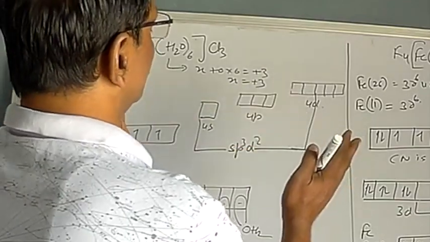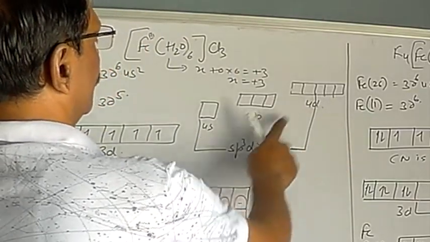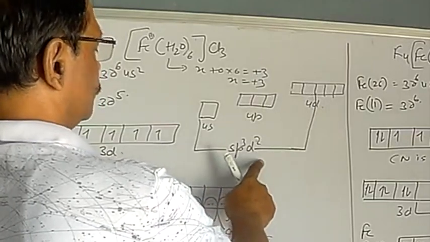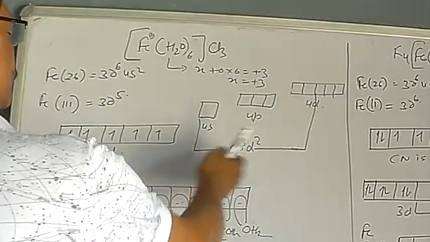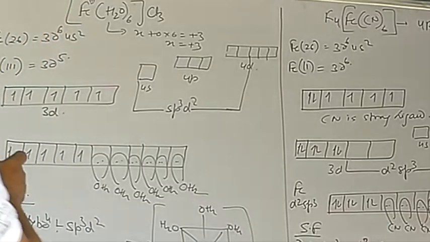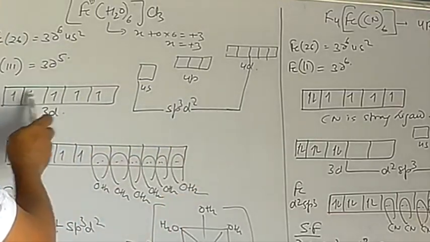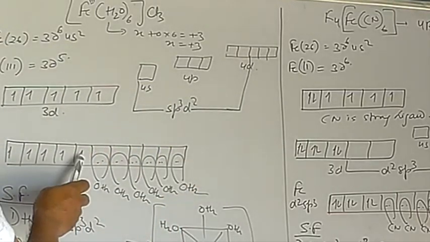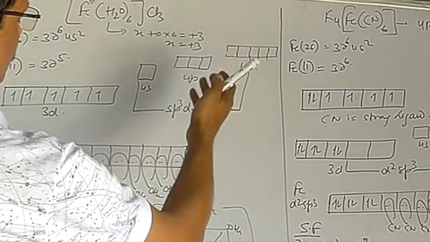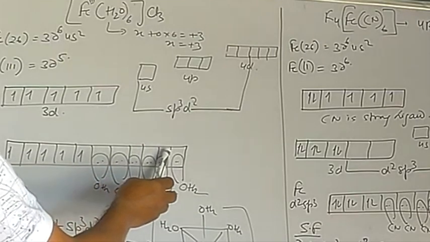So what are those orbitals being involved? S, how many p? 3, and how many d? 2. So that's why I have written here sp3d2. It means that iron goes for sp3d2 hybridization. In the next step, I will make it the same energy level. So these are 5 orbitals, 1, 2, 3, 4, 5, half filled, and 6 orbitals which were involved in hybridization to accept lone pairs. You see 1, 2, 3, 4, 5, 6.